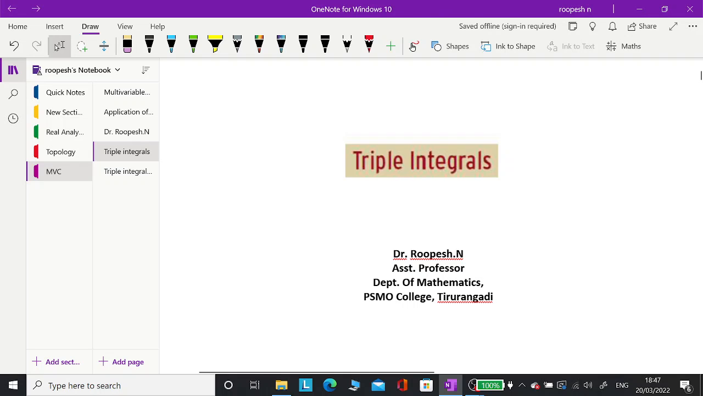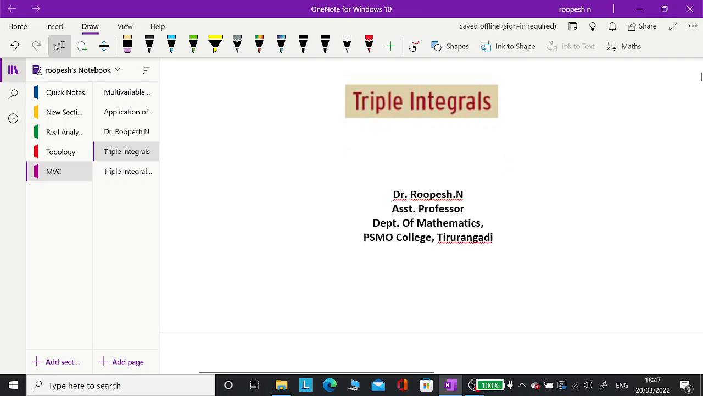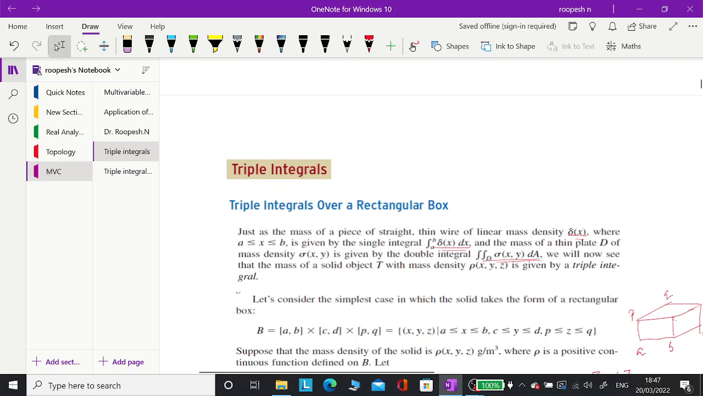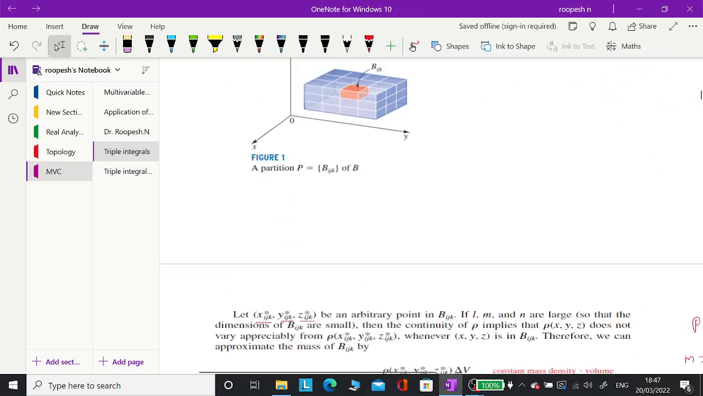In this session, we will deal with triple integrals. Using triple integrals, we can find the center of mass, centroid, moment about the x-axis, moment about the y-axis, and moment about the z-axis of a solid body. Let us brush up our previous class. In the previous class, we saw the triple integral as a Riemann sum.